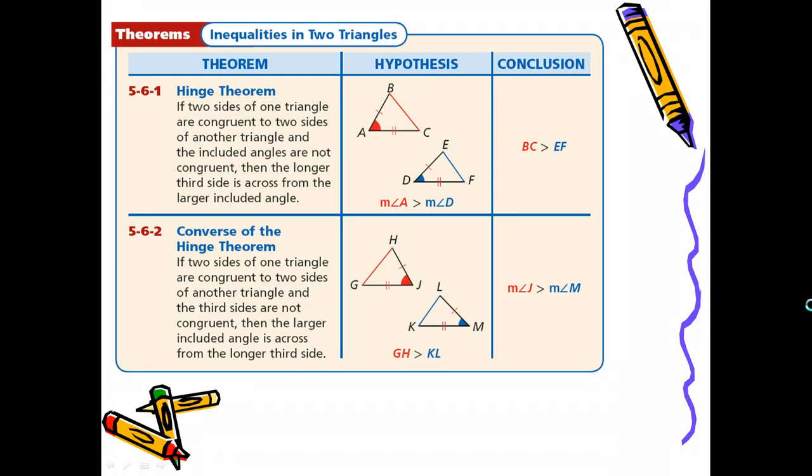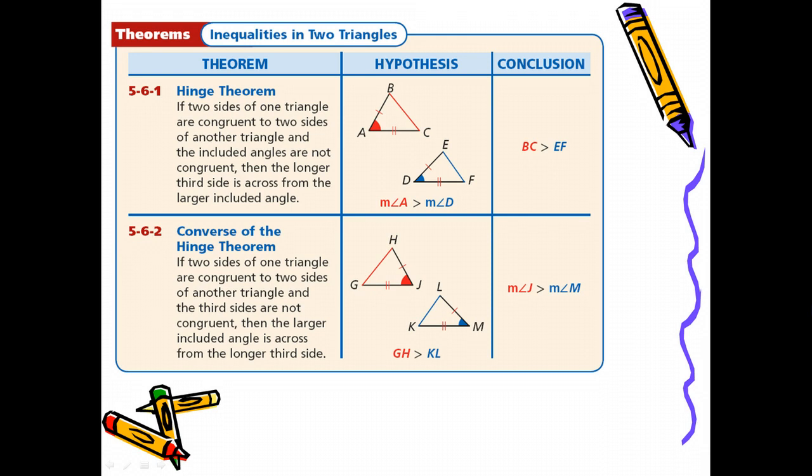The hinge theorem states that if we have two triangles and two sides of each are congruent to each other, but the included angles are not congruent, then the larger third side is going to be across from the larger included angle. So you see from the picture that since the measure of angle A is larger than the measure of angle D, BC is greater than EF.